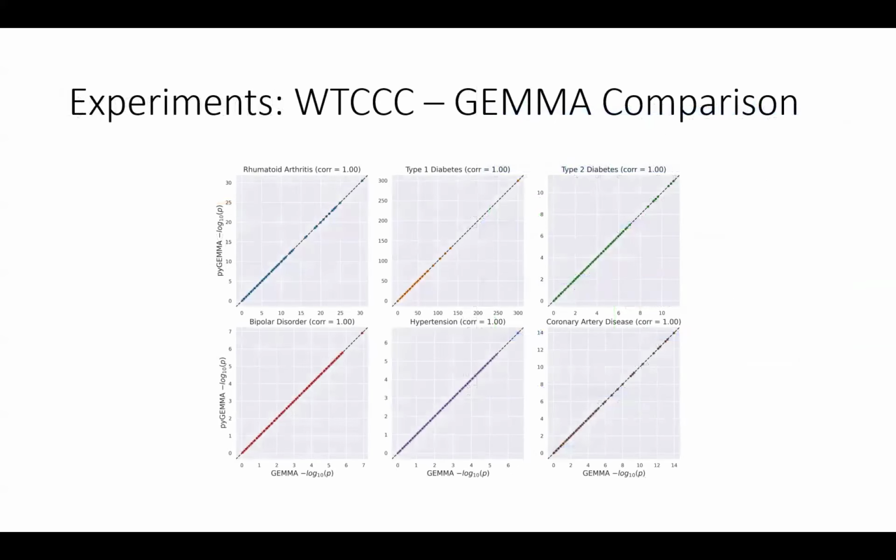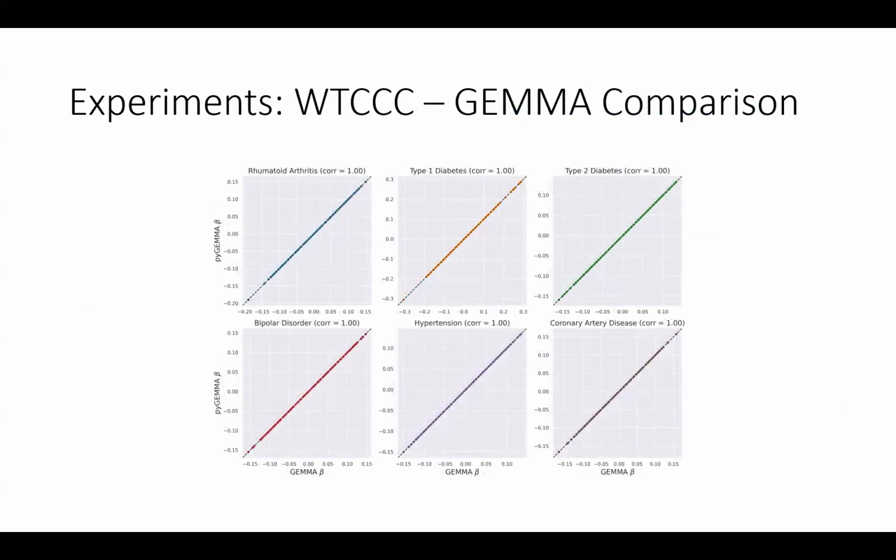Here is pyGEMMA on the y-axis and GEMMA on the x-axis, with the negative log 10 of the p-values. So exact same result here. Similarly, when you compare the beta values, you get perfect correlation as well for everything. So that's validation that it's actually working.